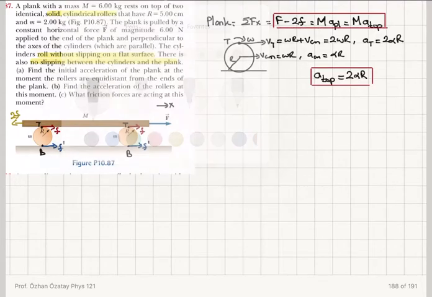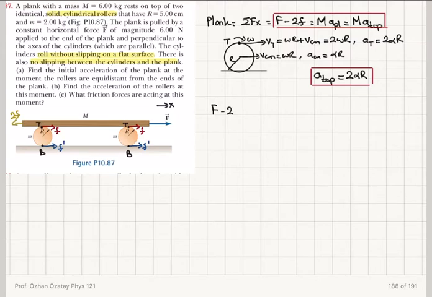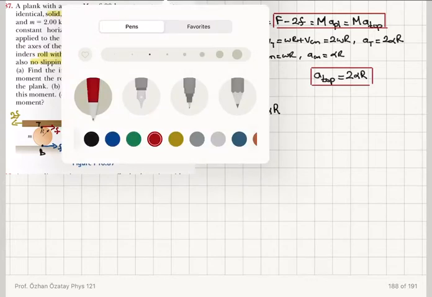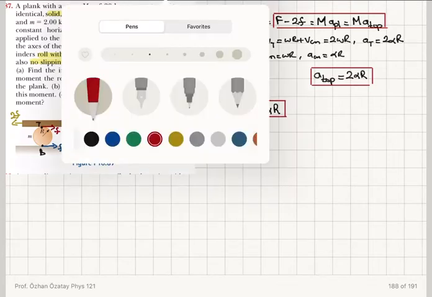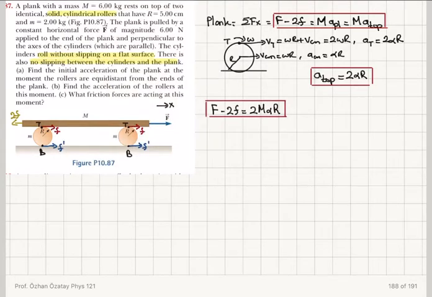And F minus 2f, capital F minus 2f, is mass times acceleration of the top. So these two equations give me capital F minus 2f is equal to 2m alpha r. So let's keep this equation in a box.